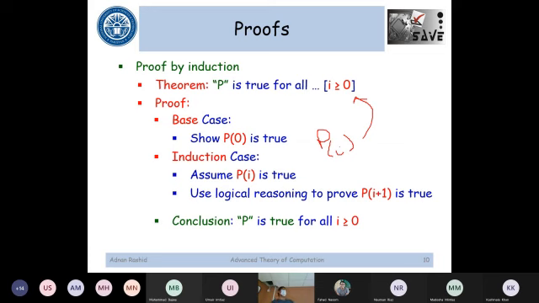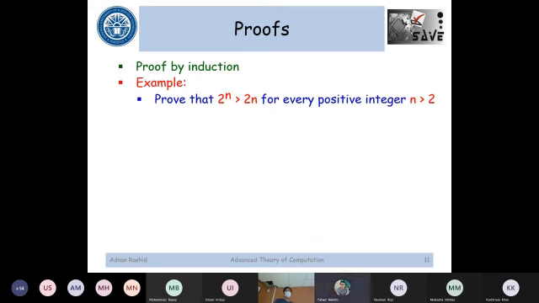Let's go with a proof of a theorem, and then that could make more sense about proof by induction. So for example, I have to prove that 2 raised to power n is greater than 2n for every positive integer n greater than 2. And now I have taken n greater than 2. This means that n starts from 3, not from 0.